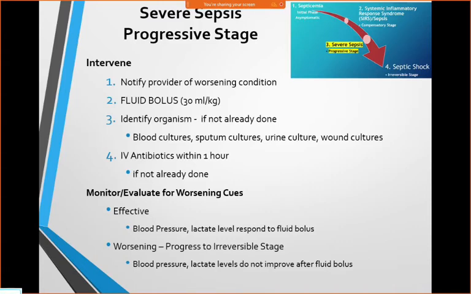So the only thing you're going to do in the progressive stage, and you're in the progressive stage when you have a low blood pressure, is give fluid. Everything else is exactly the same. Identify the organism and IV antibiotics.